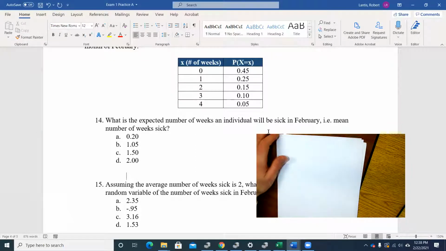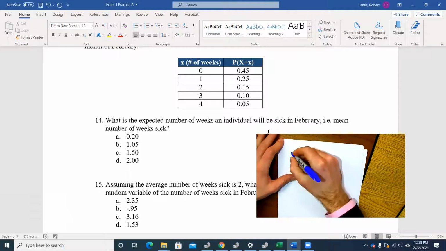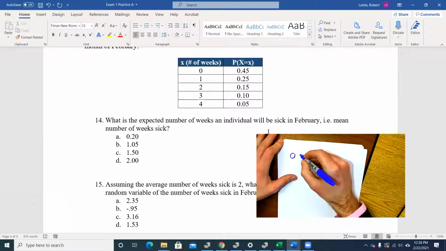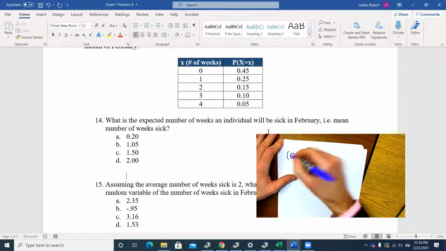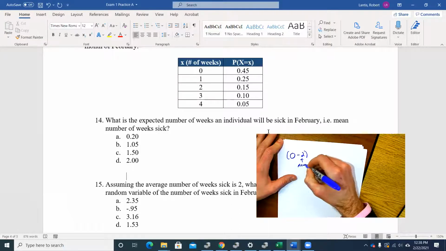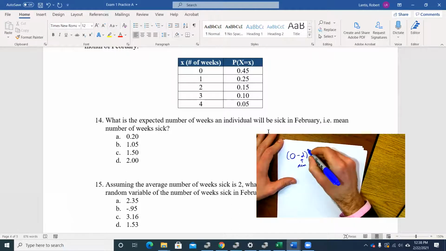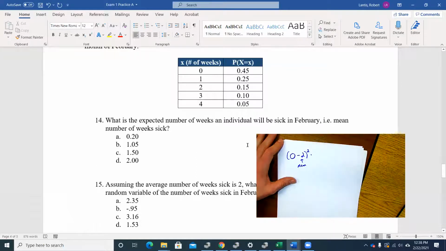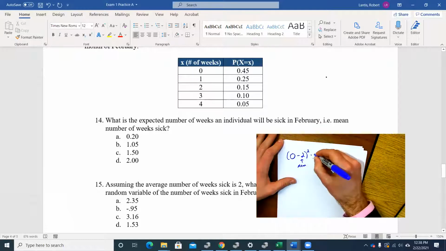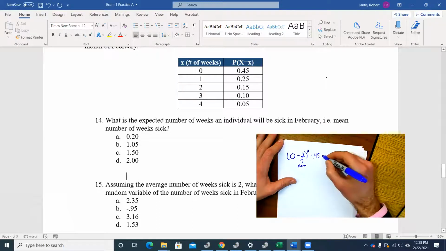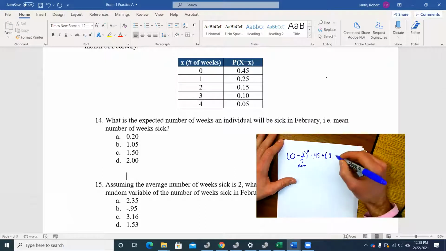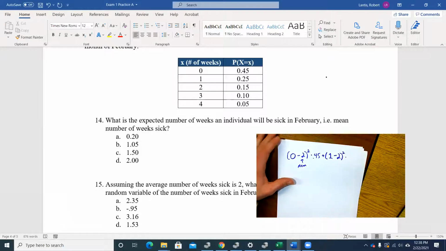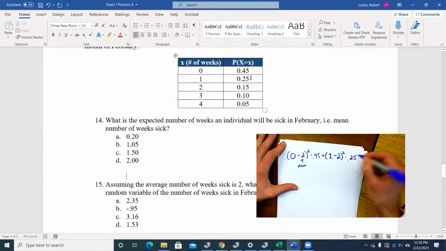Okay? So I'm going to take each outcome. So the very first outcome is 0. I'm going to subtract that mean that we were given of 2. I'm then going to square that deviation and then multiply it by the probability I saw 0 sick weeks. So times 0.54. Then I'm going to add to that the next outcome of 1, subtract that mean of 2, square it, multiply that by the probability I see that outcome of 1 occur.